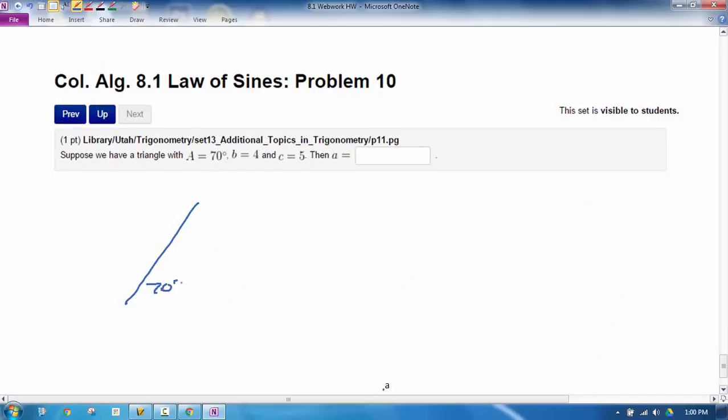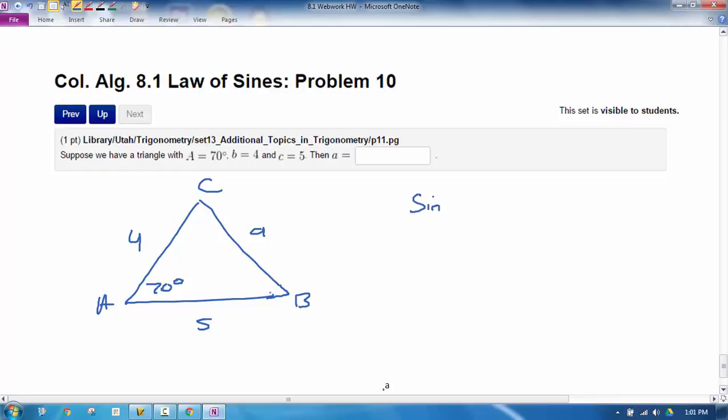Okay, the last problem then tells us that we have an angle of 70 here. So I'm going to draw that. And then side B is 4, and side C is 5. This gives me side angle side. Side angle side, there's only one triangle you can draw as well, because that's a triangle congruence theorem from geometry. So I can just go ahead and find A by using the law of sines now.